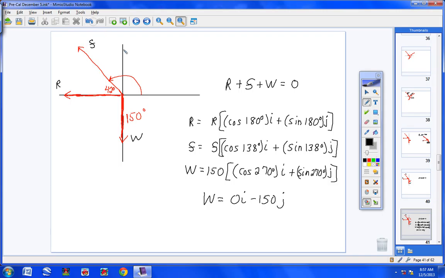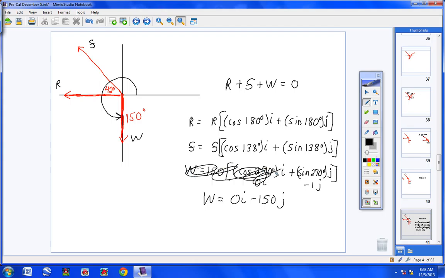Now let's look at our W vector. Obviously we're going to start right here, and we're going to rotate to the vector, and that's going to be 270 degrees. Notice I don't put a W here because I know the actual force or the actual length or magnitude is 150. So 150 cosine of 270 i plus sine of 270 j. All right. So remember, cosine of 270 is 0i, and sine of 270 is negative 1j. So when you take 150 and multiply it through, 150 times 0 is 0, 150 times negative 1 is negative 150. Okay. So you've written out your three vectors.